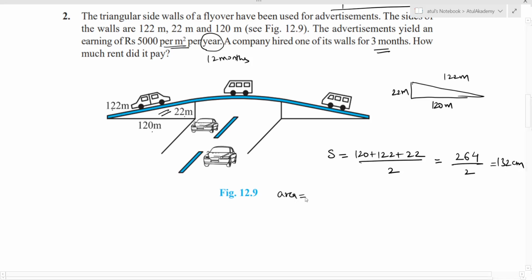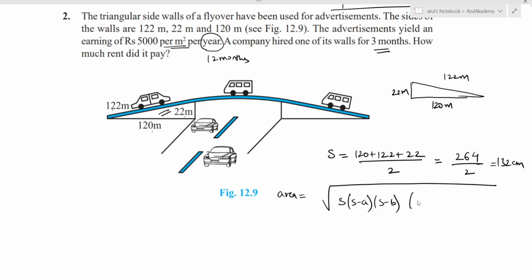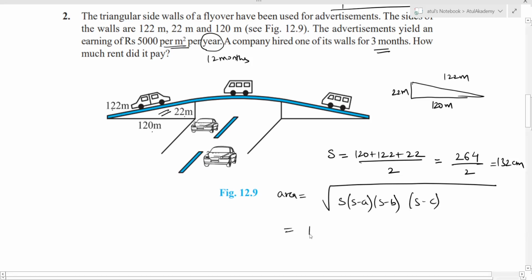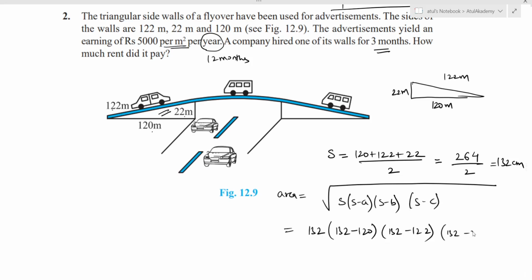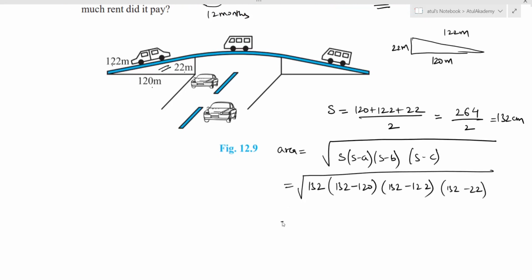Let's find the area. The area formula again is the same, root of S into S minus a, S minus b, S minus c. So what is S? 132. 132 minus 120, 132 minus 122, 132 minus 22. So let us calculate. What are we going to get over here? 132 minus 120 is 12. Here it is 10 and this much is how much? 110. Now, one thing I'll tell you, a shortcut: do not multiply these values.